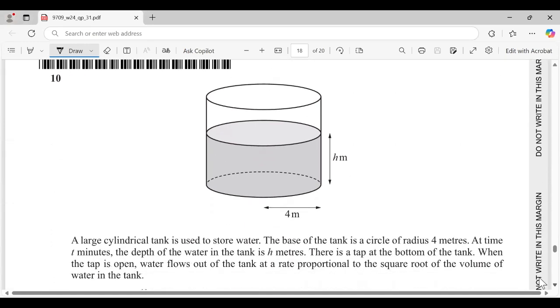Number 10. A large cylindrical tank is used to store water. The base of the tank is a circle of radius 4 meters. At time t minutes, the depth of the water in the tank is h meters. There is a tap at the bottom of the tank. When the tap is open, water flows out of the tank at a rate proportional to the square root of the volume of the water in the tank.